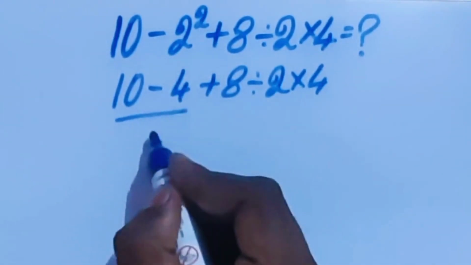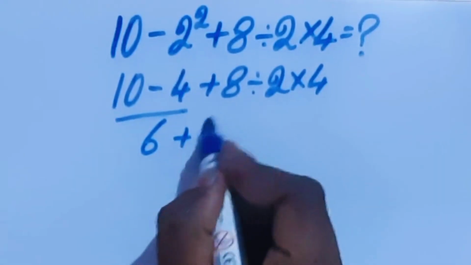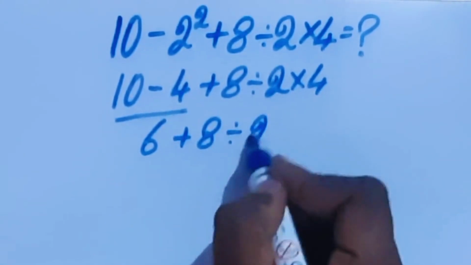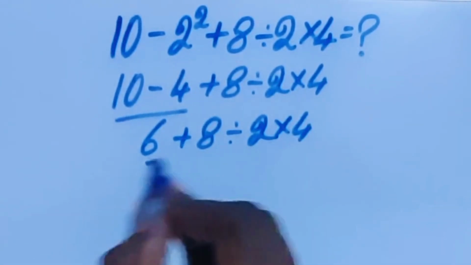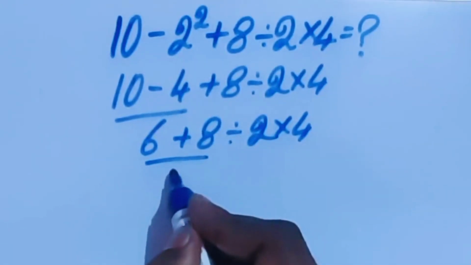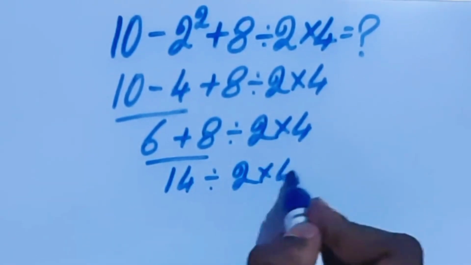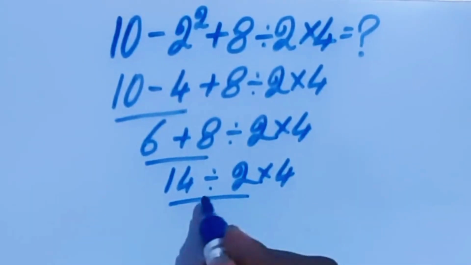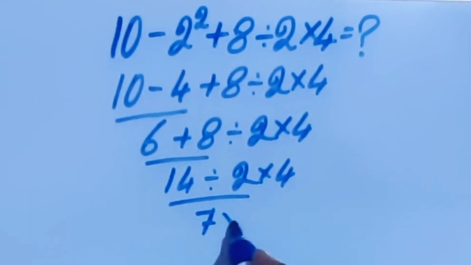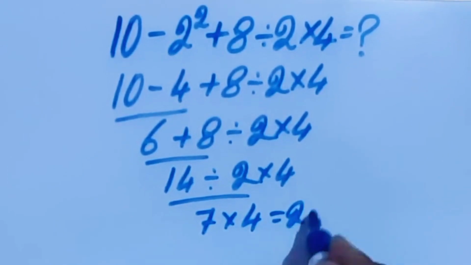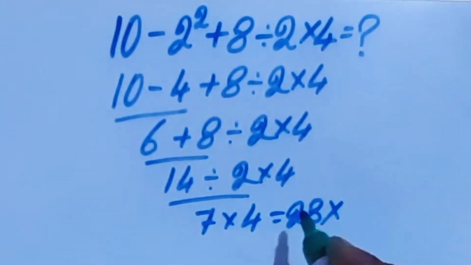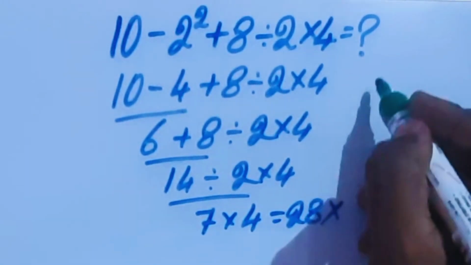Here, 10 minus 2 power 2 is 4, plus 8 divided by 2 times 4. Here 10 minus 4 is 6, plus 8 divided by 2 times 4. Here 6 plus 8 is 14, divided by 2 times 4. Here 14 divided by 2 is 7, times 4. Here 7 times 4 is 28, which is the wrong answer. As per the order of operations, this 28 is the wrong answer.